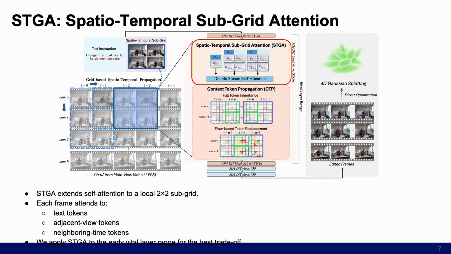The first component is spatiotemporal subgrid attention. In a standard MMDT image editor, each frame is processed independently. STGA modifies the attention operation so that each frame can attend to image tokens from nearby views and nearby time steps within a 2x2 subgrid. This enables local feature fusion across both view and time dimensions. We also observe that applying STGA to all layers can introduce artifacts. Therefore, we apply it to a vital early layer range, which provides the best trade-off between consistency and editing fidelity.